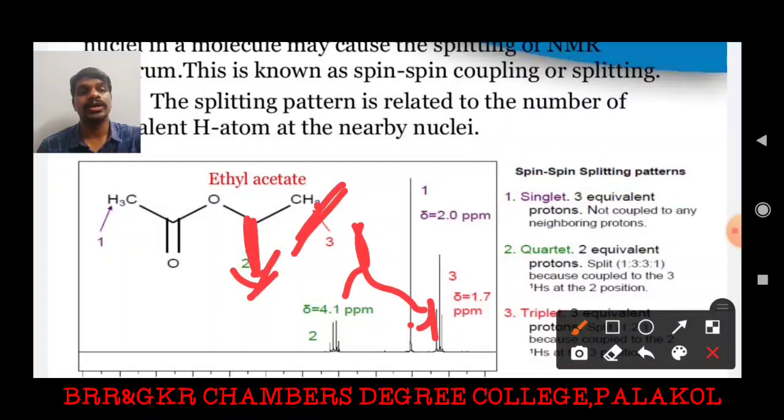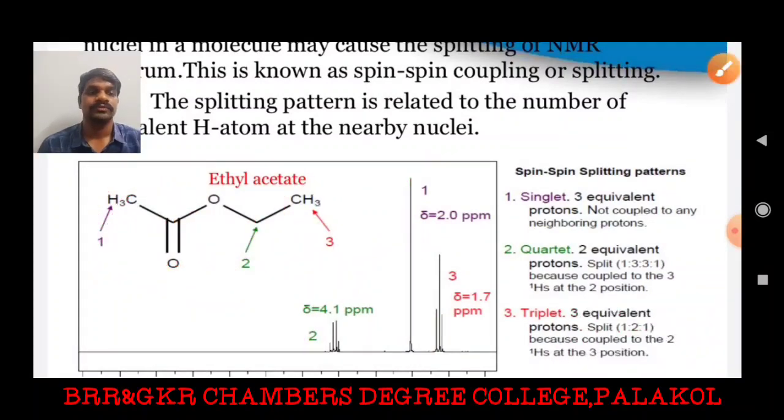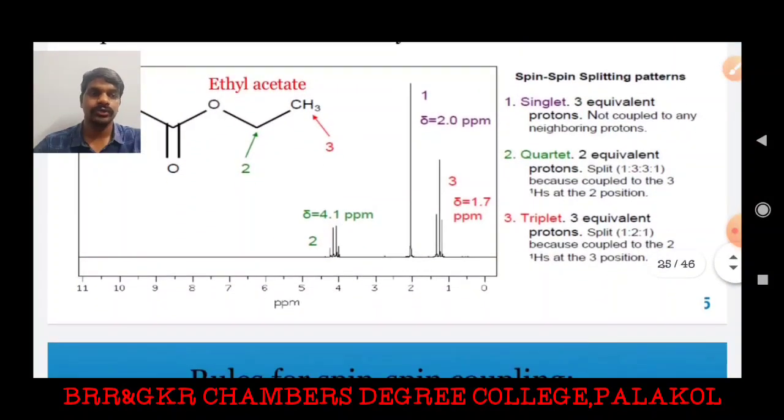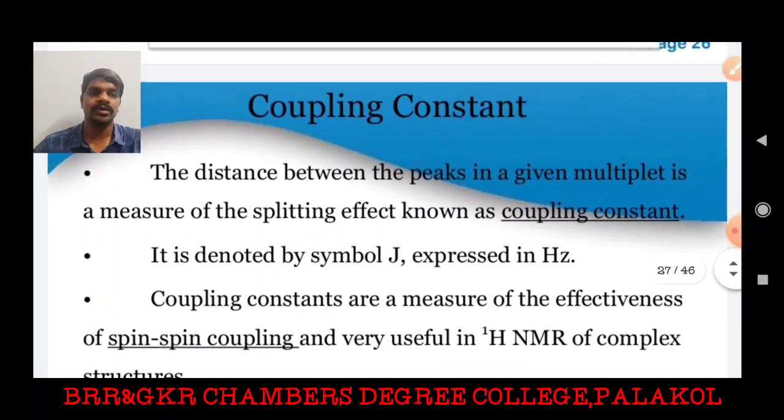It is a CH2 group and it is adjacent to a group having 3 hydrogen atoms, so it is treated as a quadret. And it is a CH3 group, but it does not have any adjacent hydrogens. The adjacent group is C double bonded O. It does not have any hydrogens, so it appears as a singlet. That is the explanation, students, about spin coupling in proton NMR. Due to the spin coupling, the spectral lines will be split as a doublet or triplet or quadret.